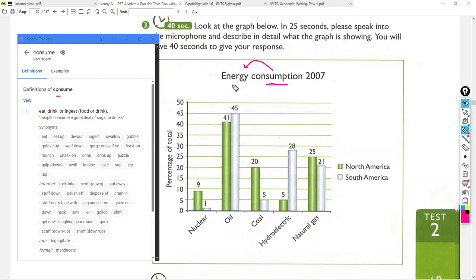So energy consumption is the usage of energy in this date, which is 2007. And we can see on this graph, have you fully checked the image and the chart, Ali? No. Please, as we said, we have to spend 25 seconds to take a look at every single detail in the picture.